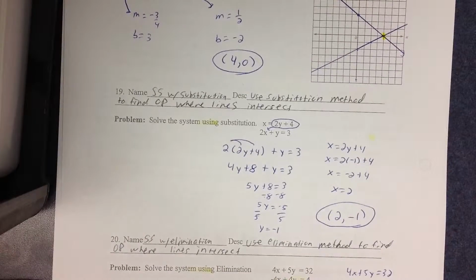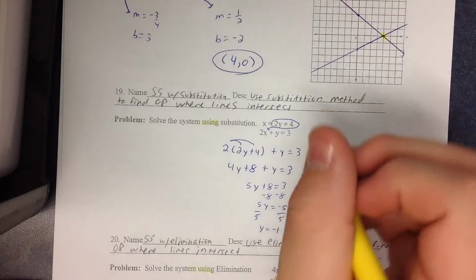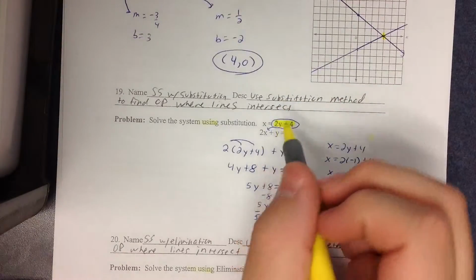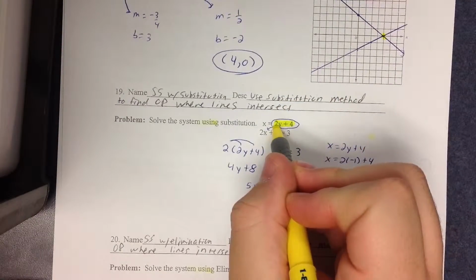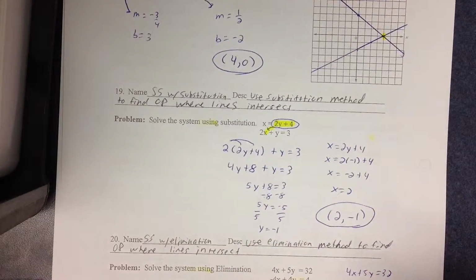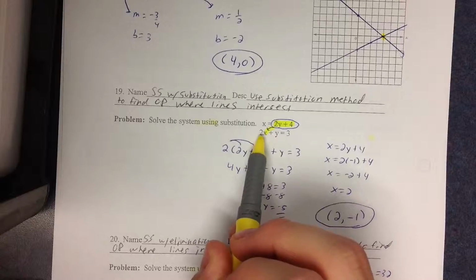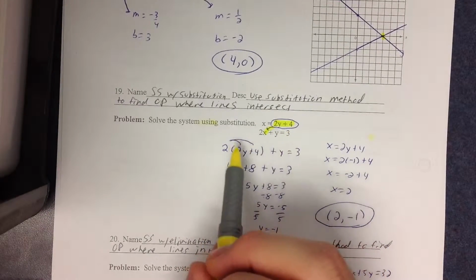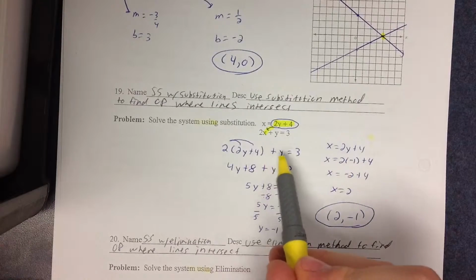19. Solve this system using substitution. So we got x equals 2y plus 4. So that means I'm going to replace 2y plus 4 for the x, because that's what variable is by itself. So I write 2, I'm not going to write the x, so I'm going to put in 2y plus 4 for the x, plus y equals 3.